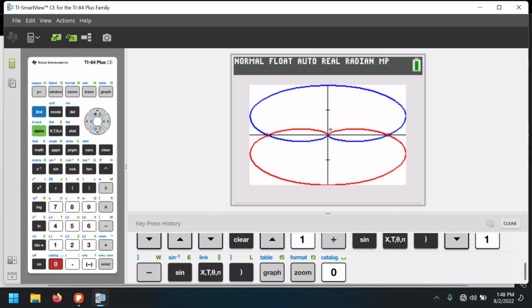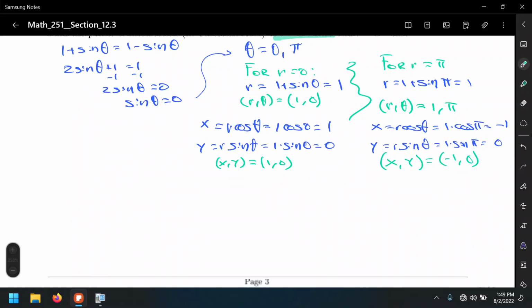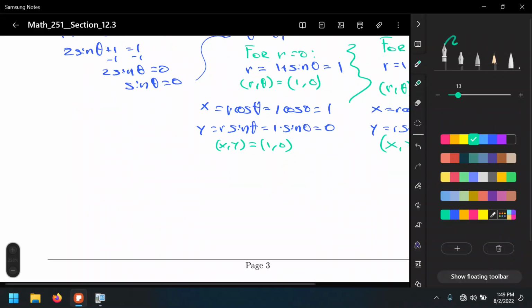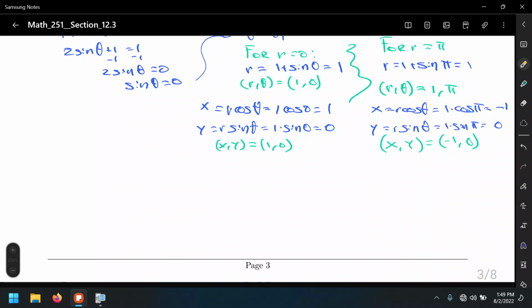And well, which point is this, whether in polar or Cartesian? 0, 0, same, right? So I'm going to list it as found algebraically and also 0, 0 graphically.